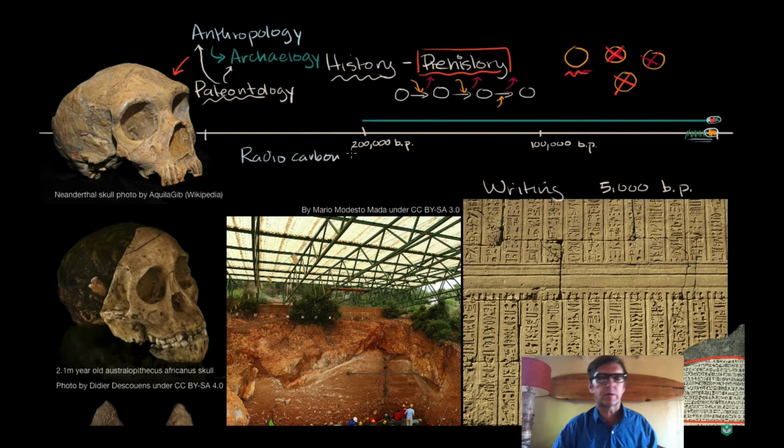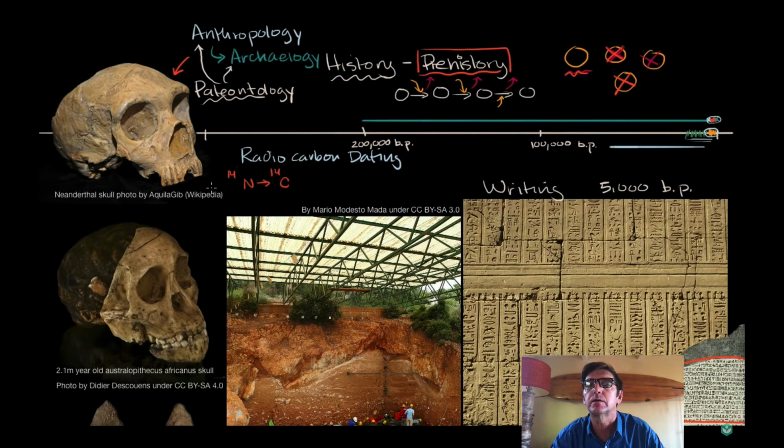Radiocarbon dating, which can be used for things up to around 50,000 years old. Carbon 14 actually comes from nitrogen.